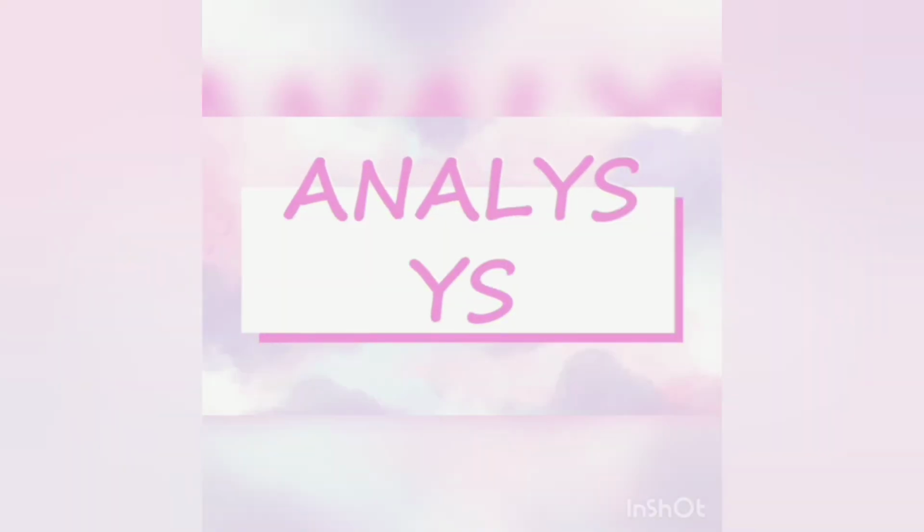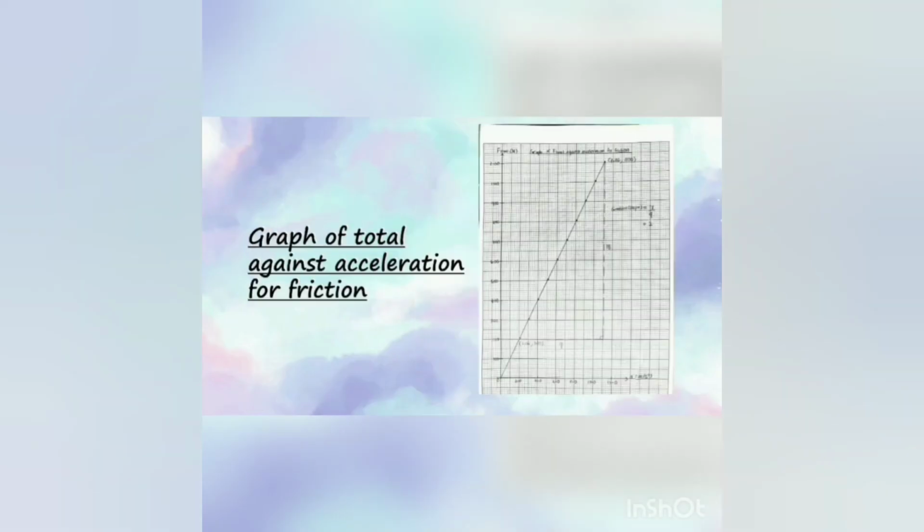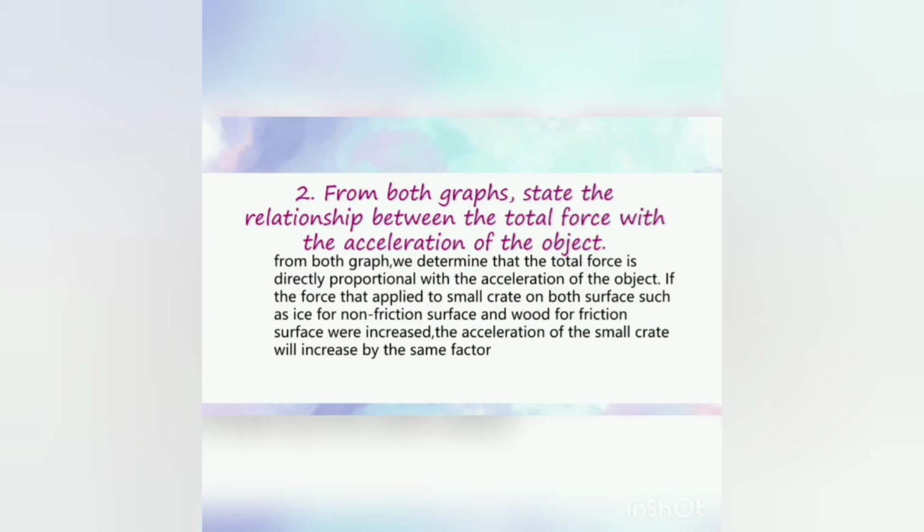Analysis. This is the graph of total force against acceleration for non-friction and the graph of total force against acceleration for friction. Analysis number 2. From both graphs, state the relationship between the total force and the acceleration of the object. From both graphs, we determine that the total force is directly proportional to the acceleration of the object. If the force applied to the small crate on both surfaces, such as ice for the non-friction surface and wood for the friction surface, would increase, the acceleration of the small crate would increase by the same factor.